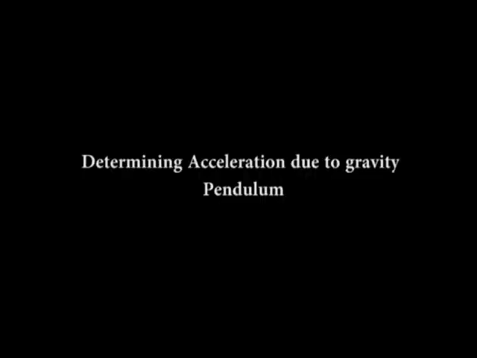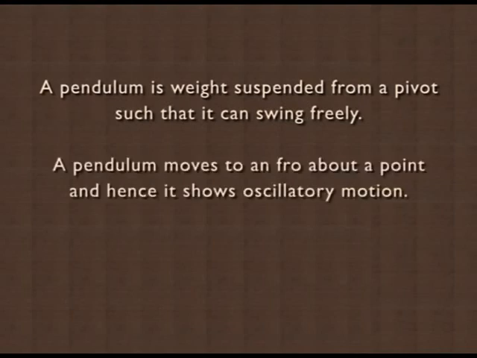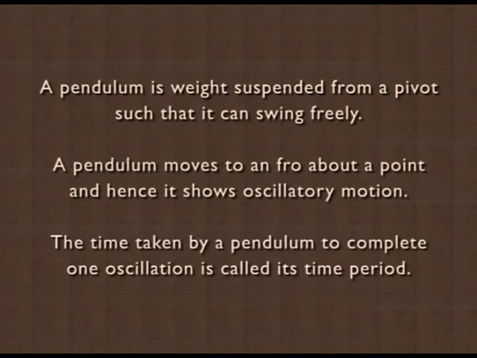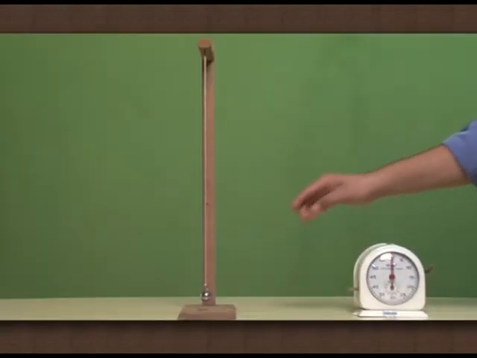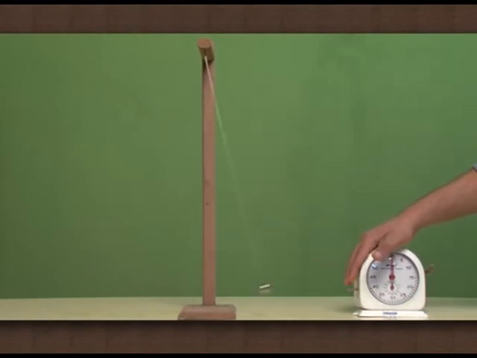The second method is using a pendulum. Now, a pendulum is simply a weight suspended from a pivot such that it can swing freely. It moves to and fro about a point and thus shows oscillatory motion. The time taken by a pendulum to complete one oscillation is called its time period, and we can calculate that. Here we have a pendulum and a stop clock. We will count the time it takes to complete 10 oscillations. Swing the ball to one side and leave it.